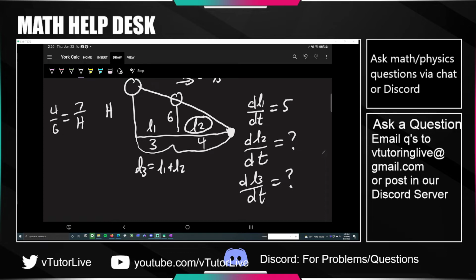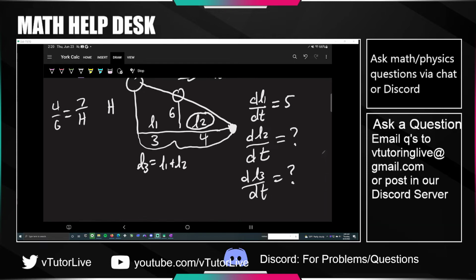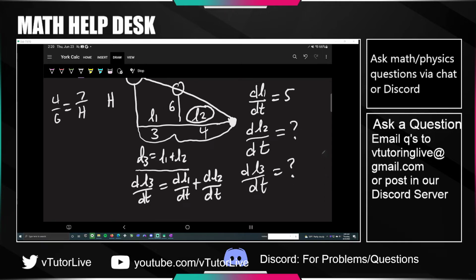We can notice that because the derivative is a linear operator, your textbook may or may not use that exact terminology, but it sounds more complicated than it really is. What that means is, if you know that L3 is equal to L1 plus L2, the derivatives behave exactly like you would hope. So the derivative of L3 is equal to the derivative of L1 plus the derivative of L2. This is going to be very handy for us.